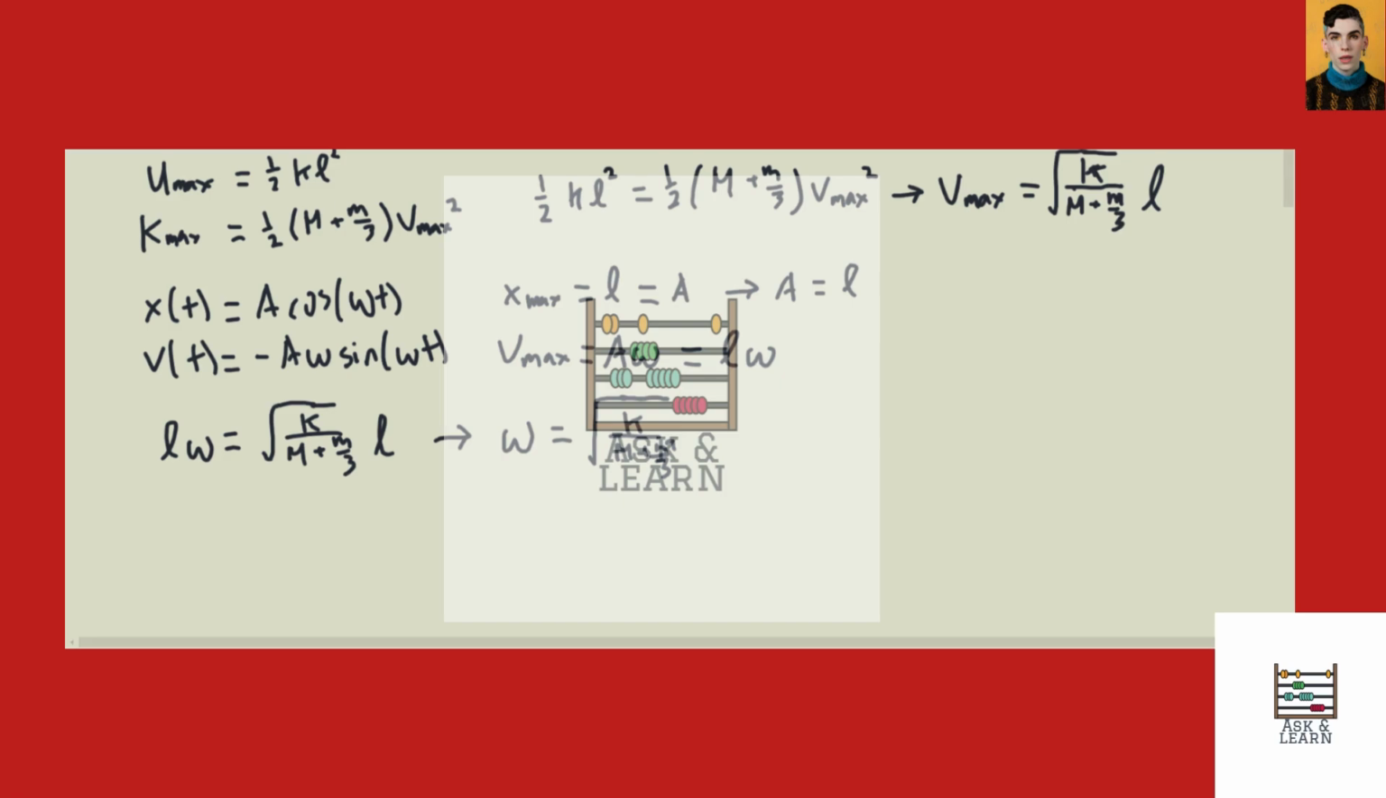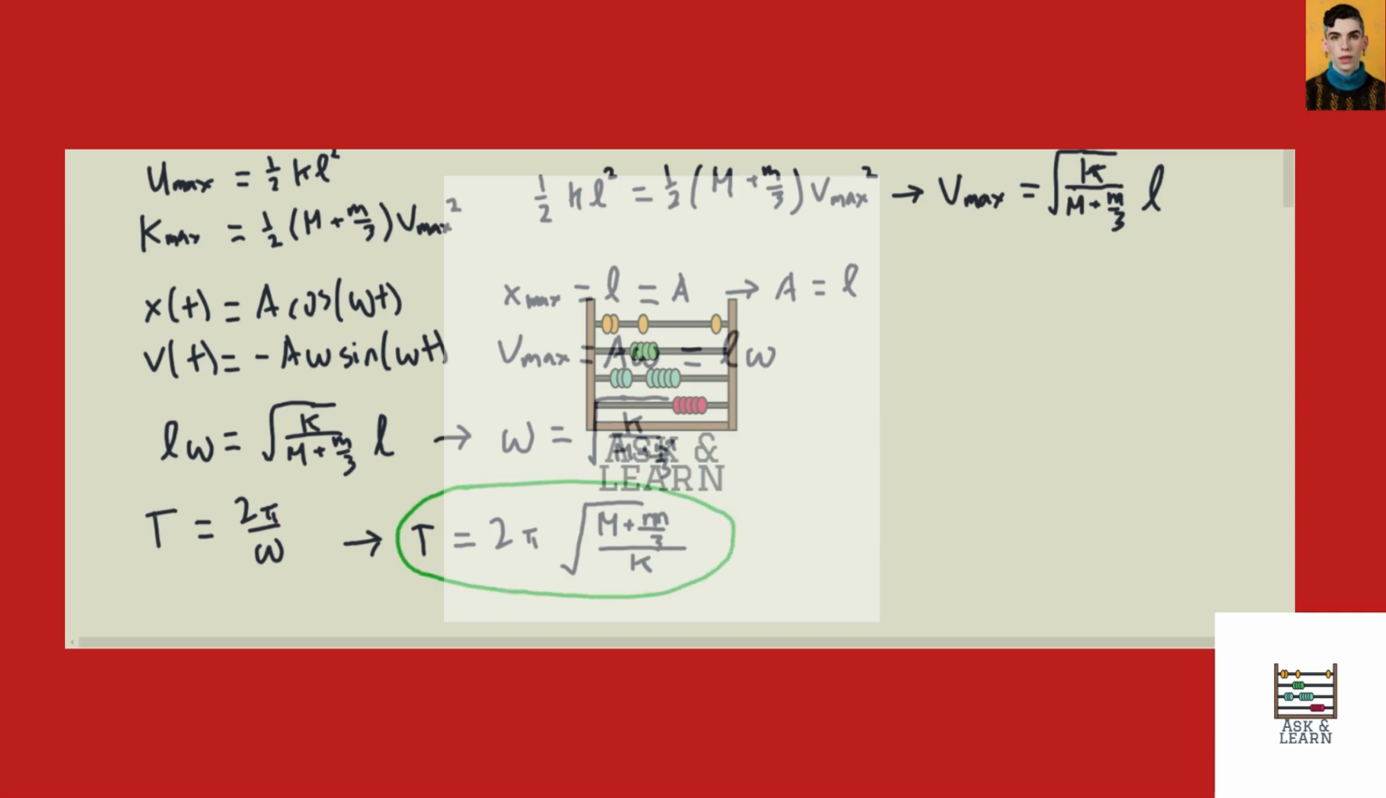And the last step, change that frequency into a period. So we can say period T equals 2 pi over omega. And so we get T equals 2 pi times the square root of capital M plus little m over 3, over k. And so that will be our answer in part B for the period of oscillation of our system.